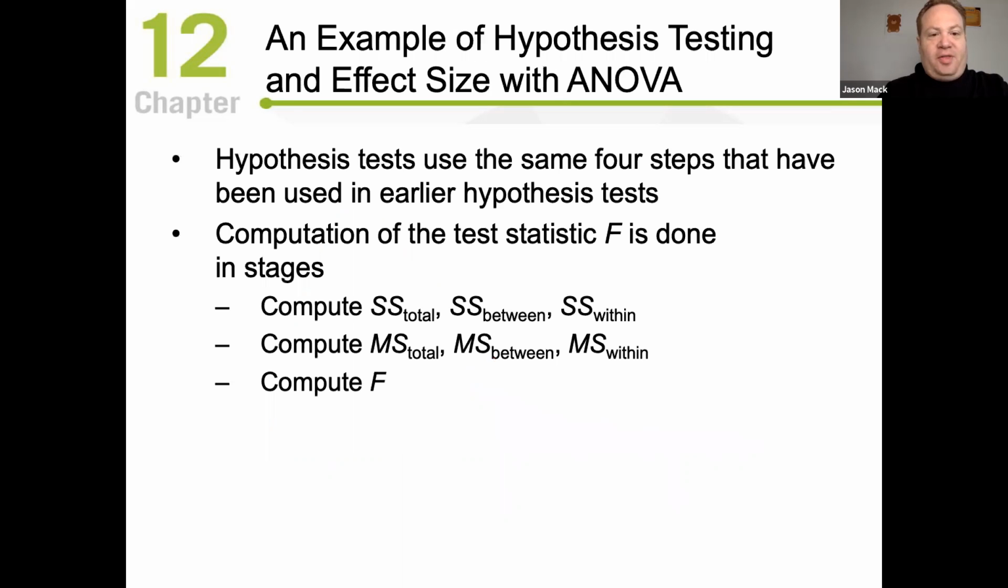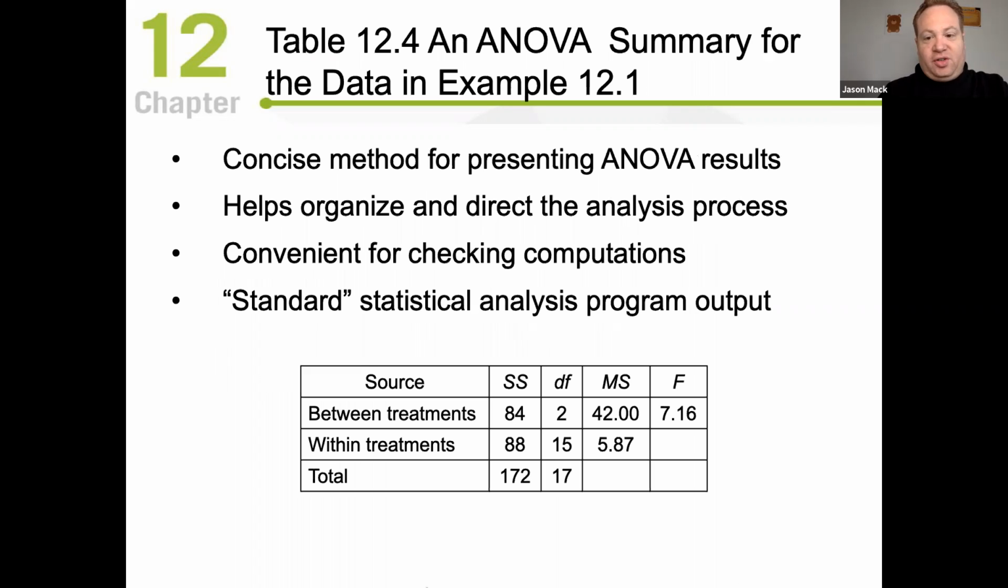An example of hypothesis testing and effect size within ANOVA. Hypothesis tests use the same 4 steps that have been used in earlier hypothesis tests. Computation of the test statistic F is done in stages. Compute the sum of the squares total, sum of the squares between, and the sum of the squares within. Then compute the mean squares, the mean square between and mean square within, and compute F. We will do a worksheet on this. Then you're going to get this awesome chart, which we're going to walk through. So don't even sweat it if it doesn't 100% make sense yet.